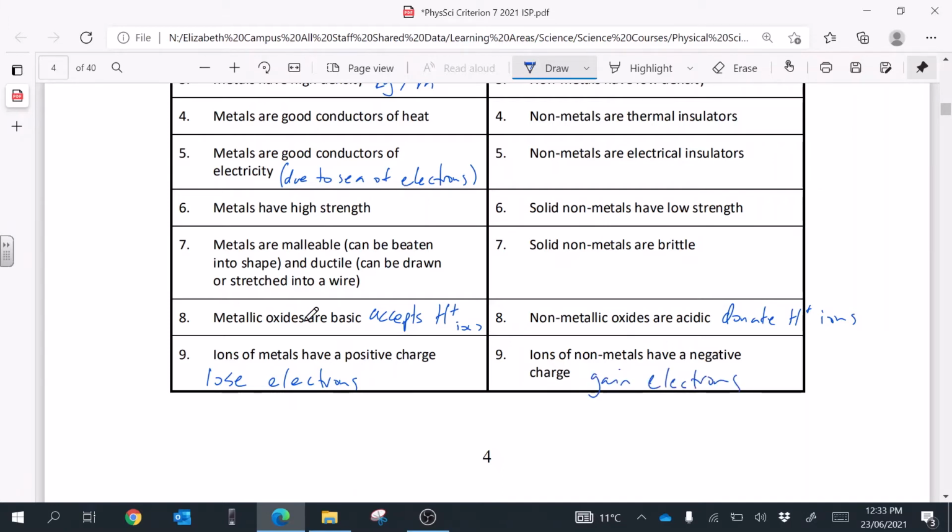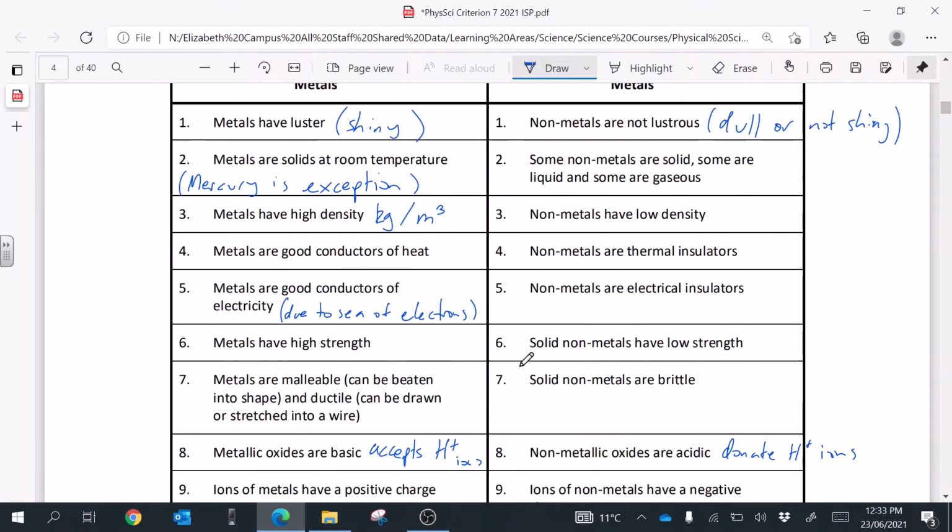So this is some things in here. We have some other ones about nonmetals. Some interesting words. Brittle means that they will easily break.